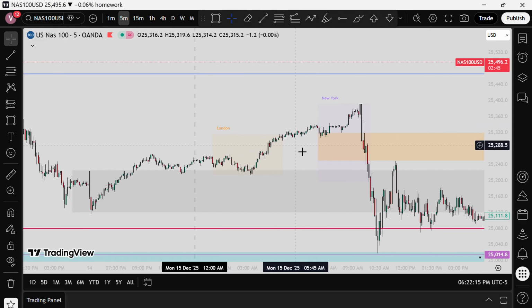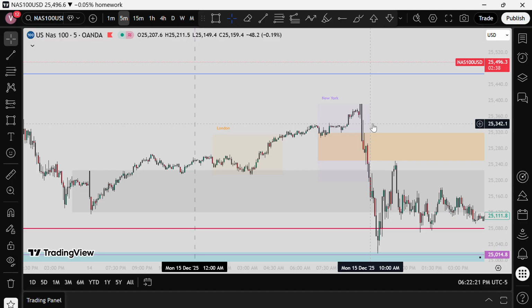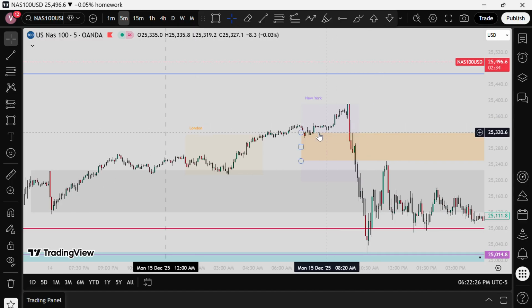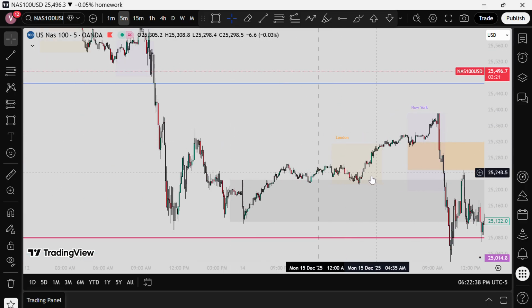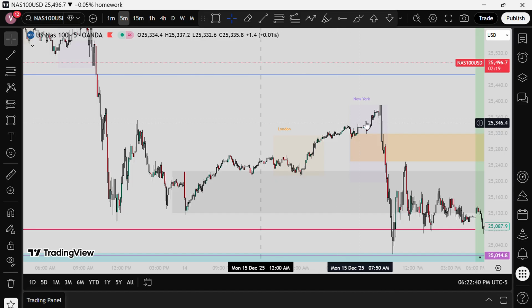Here in 5 minutes, the model suggests that between 7 a.m. to 10 a.m. or 11 a.m., we have to see a retracement, a Judas swing, upside if we are planning to go down. And that is something that we are seeing here. But how could we have expected or anticipated it?